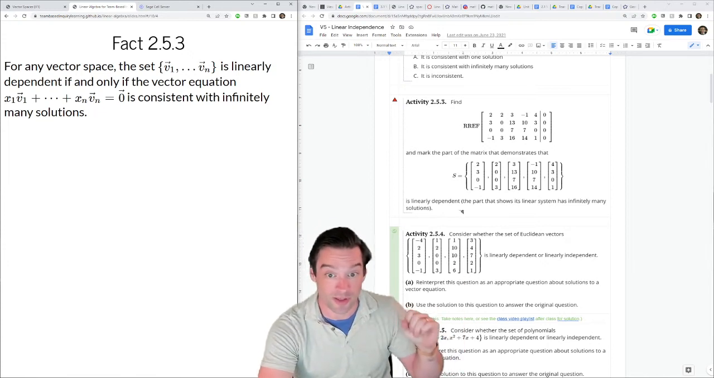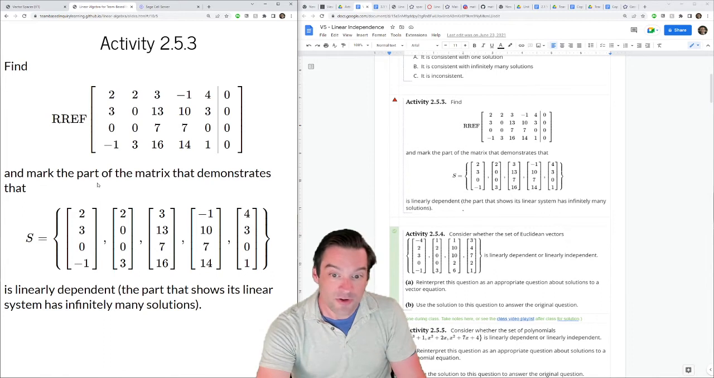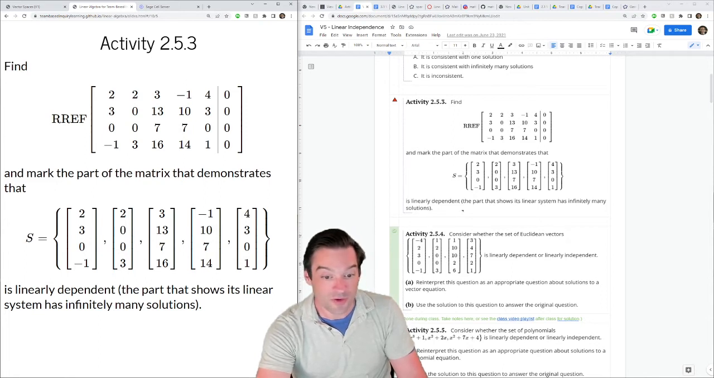That's the only possibility for a linearly independent set. So activity number 3 is going to be how we wrap up this section. See if you can figure out which part of the reduced row echelon form of this matrix is going to tell us whether or not this set of 5 vectors is linearly dependent or linearly independent.